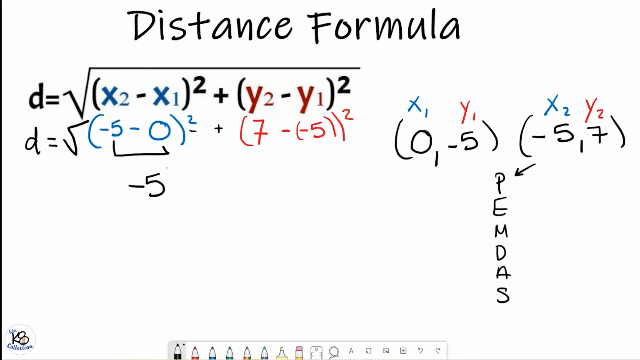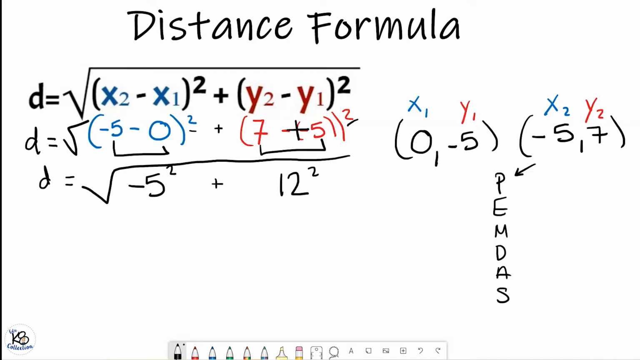Bringing down my squared, bringing down my plus sign, and I need to again address the parentheses here. 7 minus -5, 2 negatives together create a plus. So 7 plus 5 is actually 12. And I can't forget my squared. And of course my square root is still here, equals D.